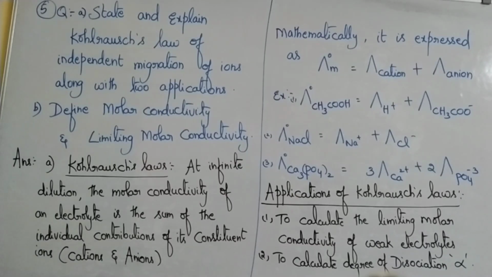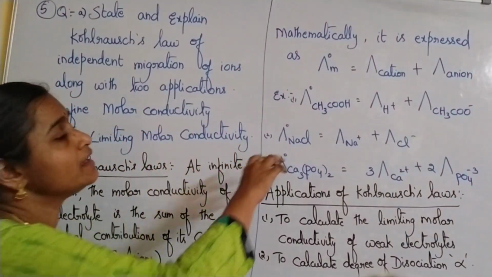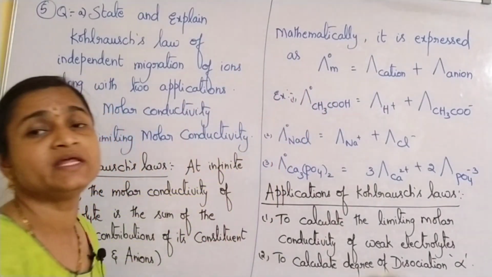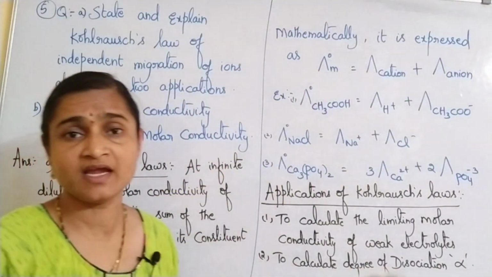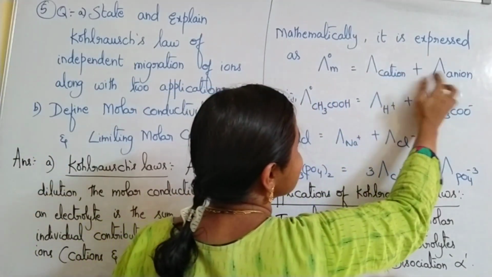So Kohlrausch law statement is what? At infinite dilution, the molar conductivity of an electrolyte is the sum of the contributions of each constituent, that is cation and anion. You can mathematically express this like this: lambda infinity m, that means limiting molar conductivity at infinite dilution, is given by lambda of cation plus lambda of anion.